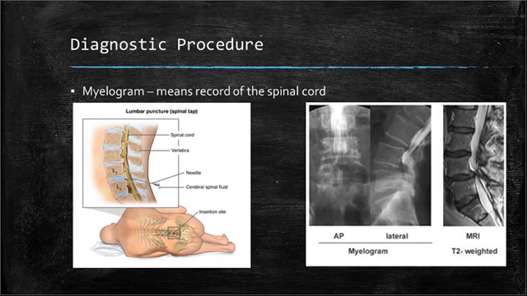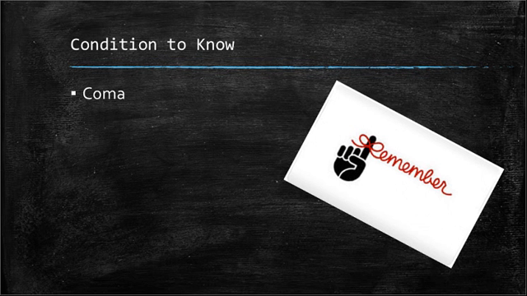One condition to be aware of, and that's coma. A lot of times people often think the word is "a coma," but it's actually two words. If a patient is in a coma, it's two words. The condition is called coma. So coma is a profound state of unconsciousness associated with an illness or injury.